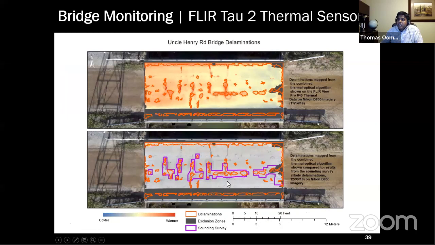And we validated this with a sounding technique that is used traditionally, and we had pretty good confirmation. These are the results from the sounding that is shown in purple, and these shown in red are the areas that the thermal remote sensing identified.